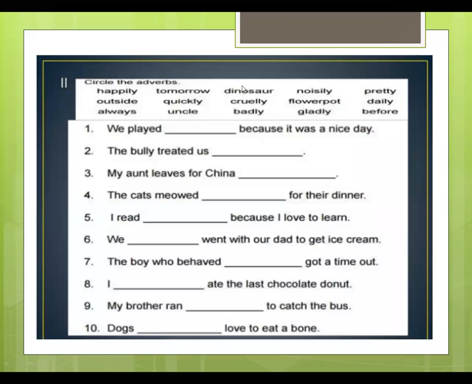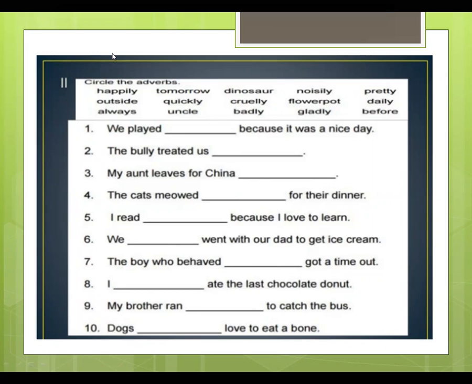Exercise number one is you are going to circle the adverbs which have been given in this box. Remember, when you are circling or filling the blanks, these adverbs ought to answer questions like how, when, where, how often, and how much. Okay, kids, you can pause the video for 10, 15 seconds and then quickly check your answers and analyze how much you have understood. So shall we begin? Great.